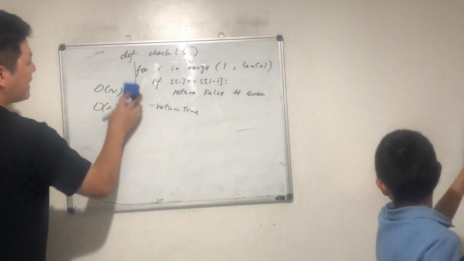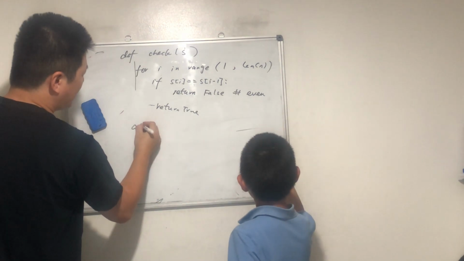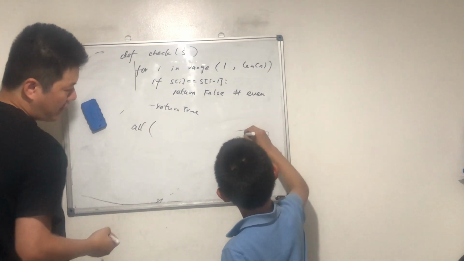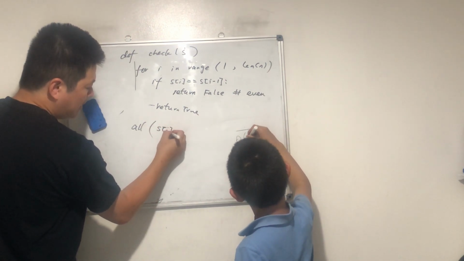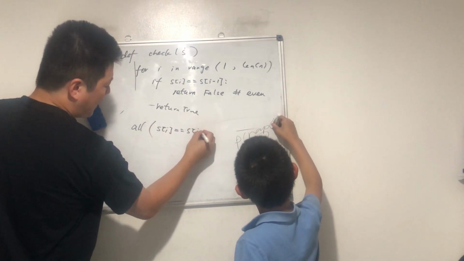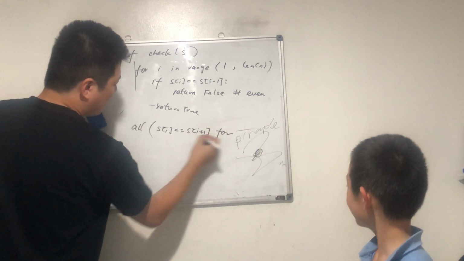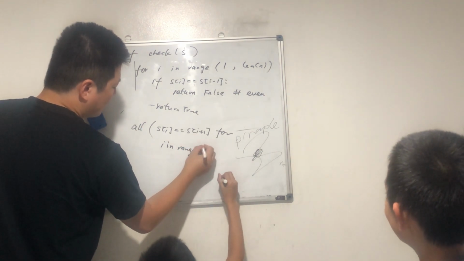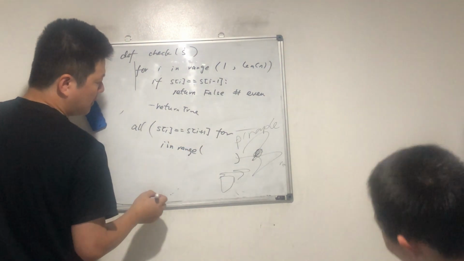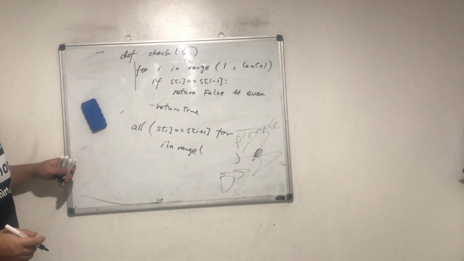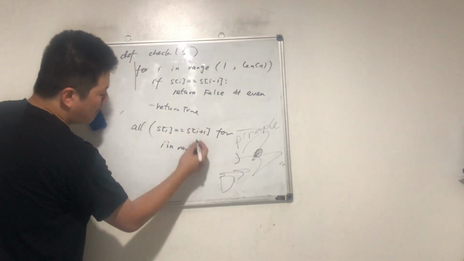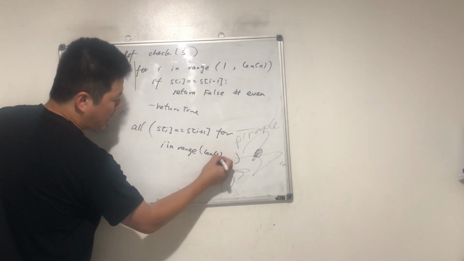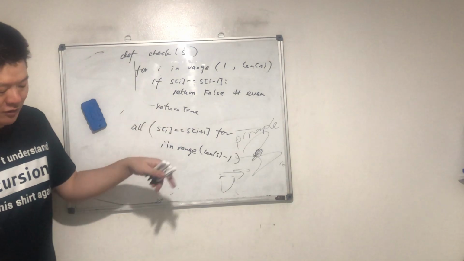Okay, now we can write this in one line, right? We can just do this. Return all. All means what? Everything. Okay. s i equal s i plus 1 for i in range. Range what? Can you tell me? For i in range what? It should be from length s minus 1, right? Because we are plus 1, we need to check plus 1.